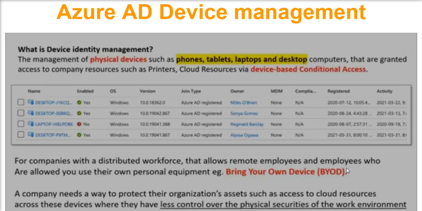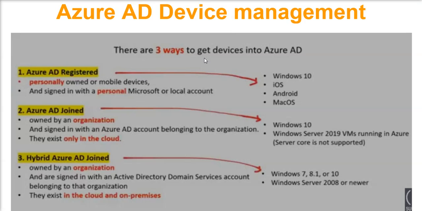So how can you do device management in Azure AD? There are three ways to get devices into Azure AD. First way is Azure AD registered. This option is taken when personally owned or mobile devices connect to Azure AD and sign in with a personal Microsoft or local account. In that case you can use Azure AD registered to bring your personally owned or mobile devices to Azure AD. The devices that can connect to get access to Azure AD are Windows 10, iOS, Android, and macOS.